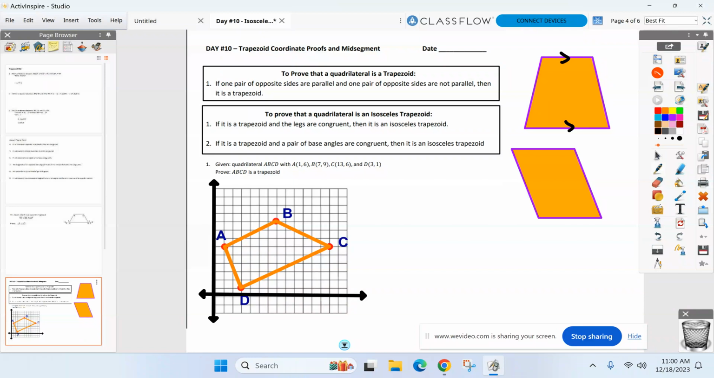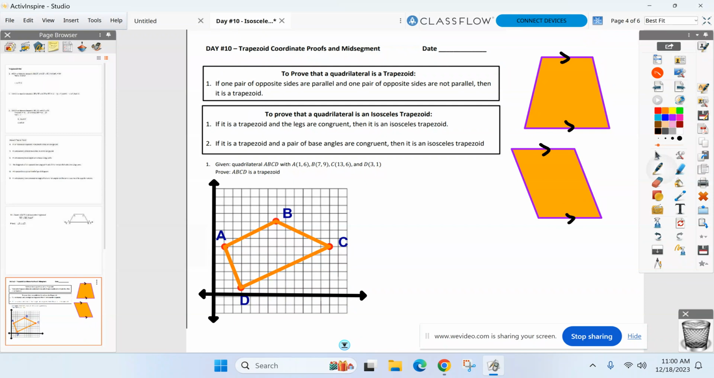Well, 2 to 3 years ago, they said, nope, the only thing you need to do is show one pair of opposite sides are parallel. And what they went on from there is, hey, so a parallelogram is a trapezoid. A parallelogram is a special type of trapezoid. A rectangle is a trapezoid. A rhombus is a trapezoid. A square is a trapezoid. So that is good news for us.